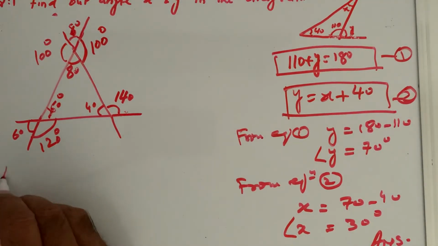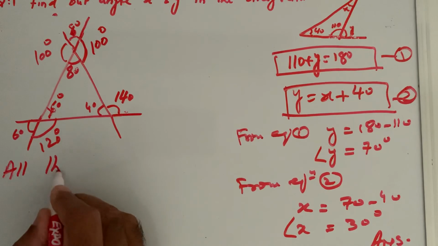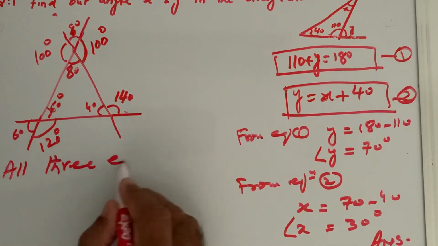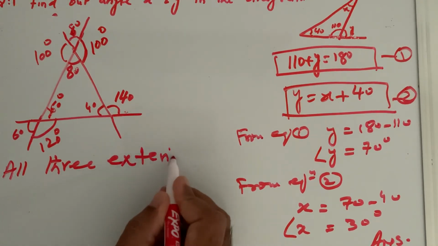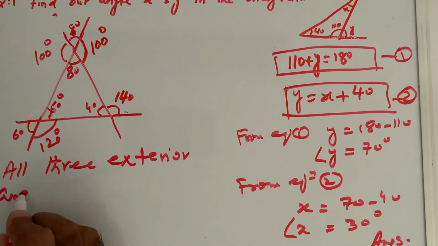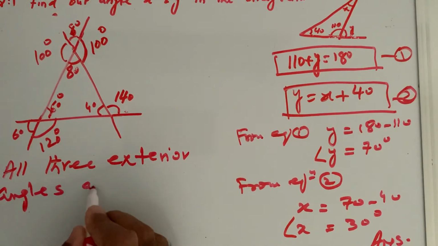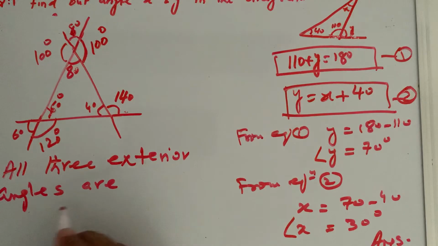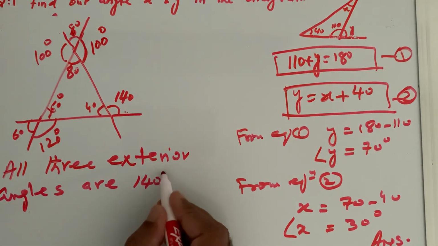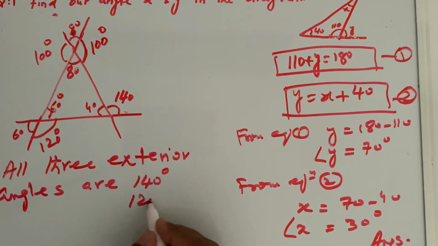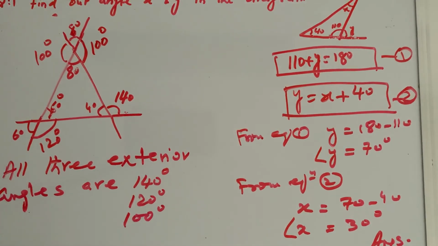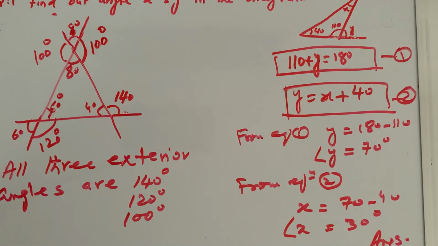All three exterior angles are 140, 120 and 100 degrees, right? So this is how we learn this exterior angle theorem.